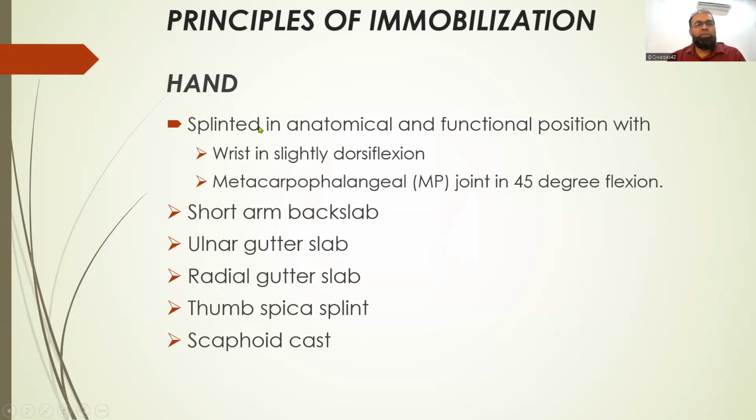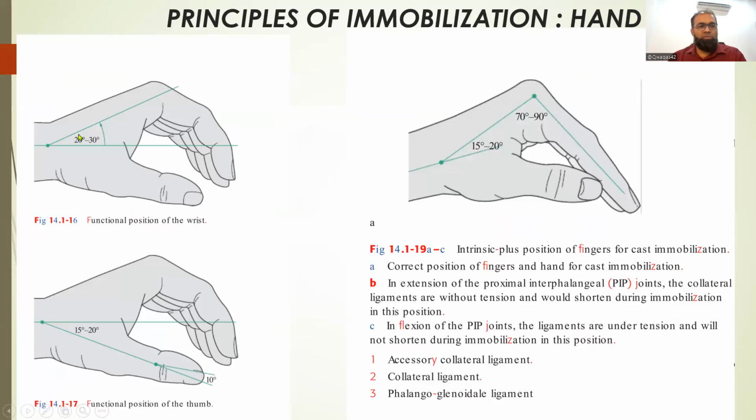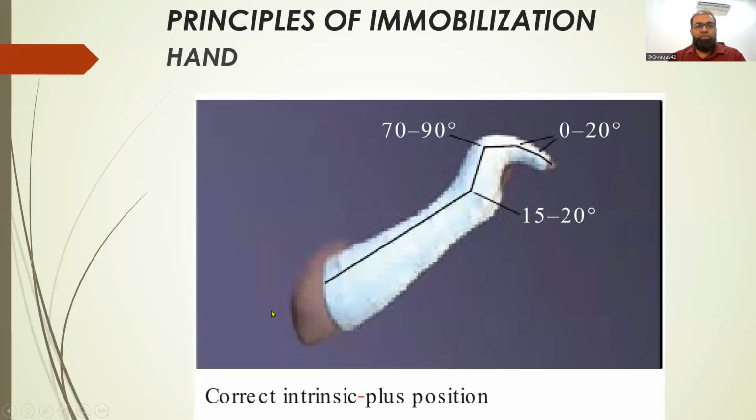So in case of hand, you can apply short arm back slab, ulnar gutter, radial gutter, thumb spica, scaphoid cast, depending upon the injury you have encountered. So what should be the position of the hand? Wrist in slight dorsiflexion, and MP joint at 45-degree of flexion. It's like a cup holding position, right? Extension at the wrist, flexion at the MP joint. This is the cup holding position. It's called intrinsic plus position.